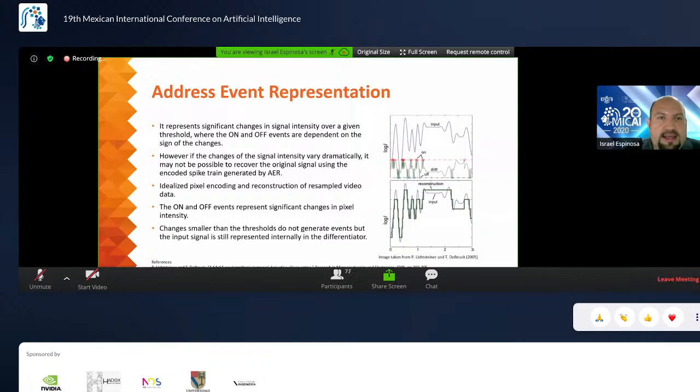This address event representation algorithm was originally designed for transforming images into spike trains. Also, there is another problem: if the changes are very, very small, we will not generate a spike, and we can also lose some information.